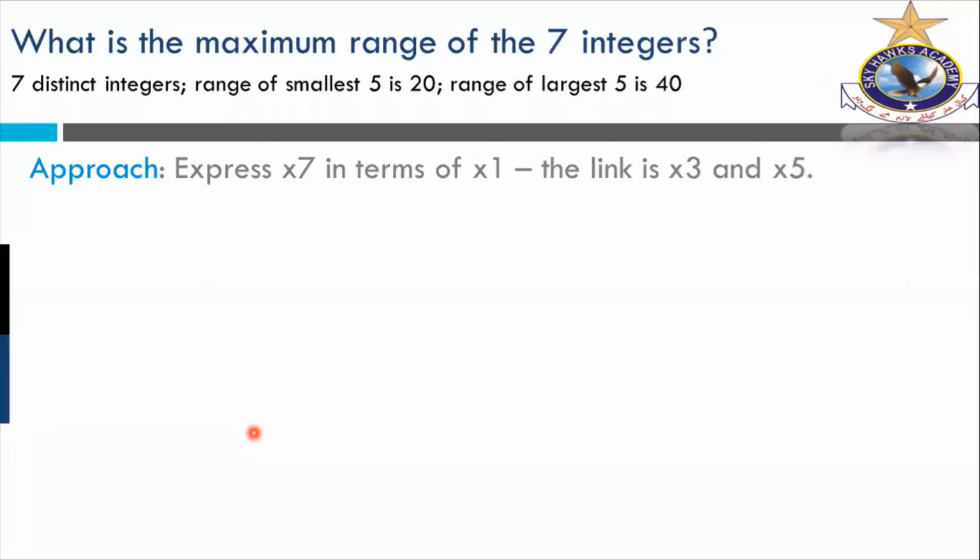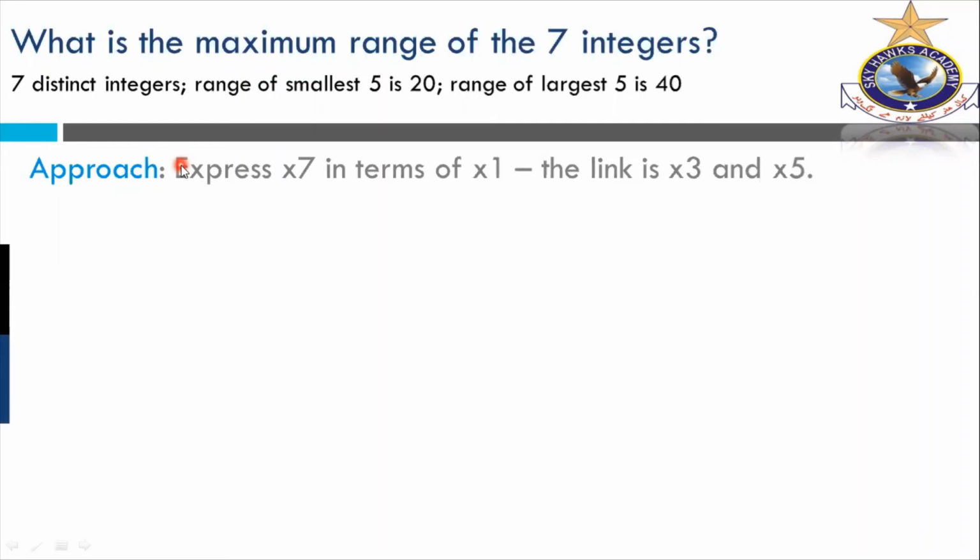Anyhow, coming back to the problem, this time we are just going to do some magic, some mathematics. So we will have to keep the problem in front of us all the time. After that much discussion, we must keep in mind what we are looking for: the maximum range of 7 integers. This is the most wanted thing. So, 7 distinct integers, range of the smallest 5 is 20, range of the largest 5, largest number is 40. So this is all about that.